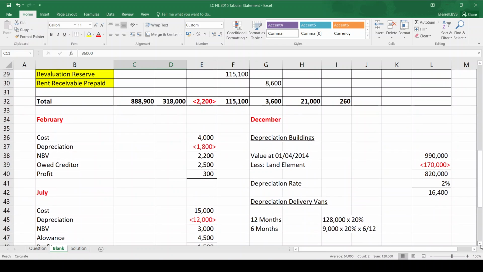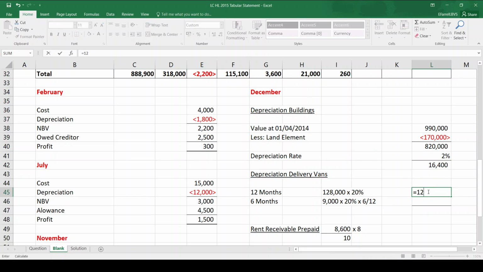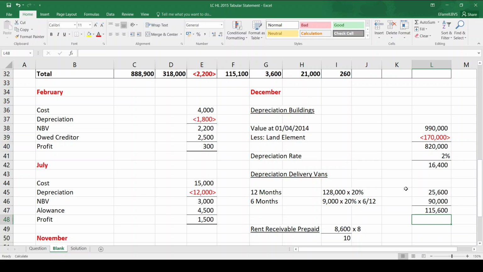So when I'm working out the depreciation, for the 12 months, it's 128,000 by 20%, because that was for the full year. And then for half the year, they increased by 9,000. So 9,000 by 20% is the rate of depreciation. I'm going to multiply that by 6 over 12, because that was only for 6 months they increased. So in total, depreciation of vans is, sorry, that should be by 20%. Forgot the percent sign. I'm going to add those again. 26,500 is depreciation of vans for the year.